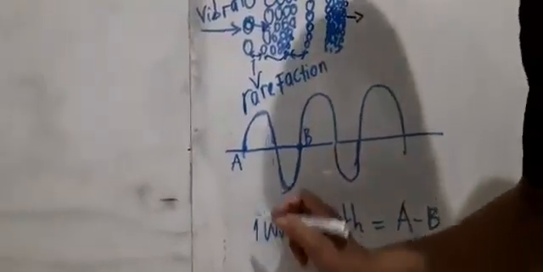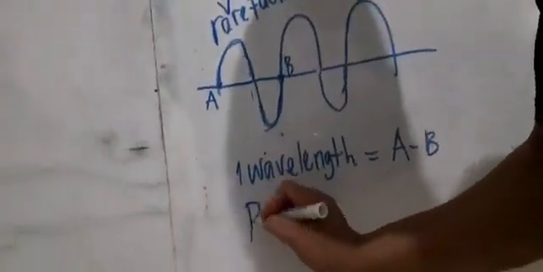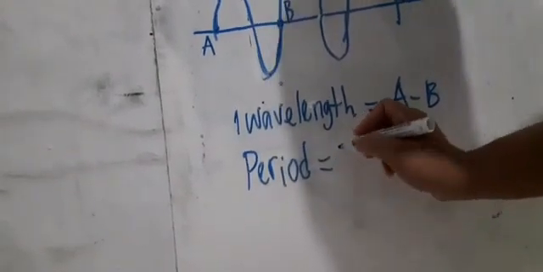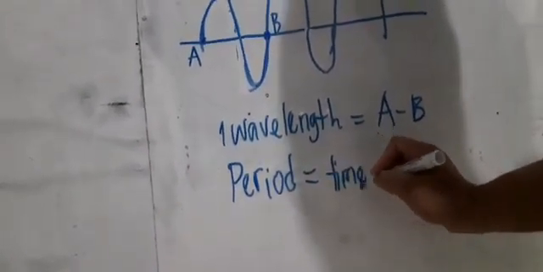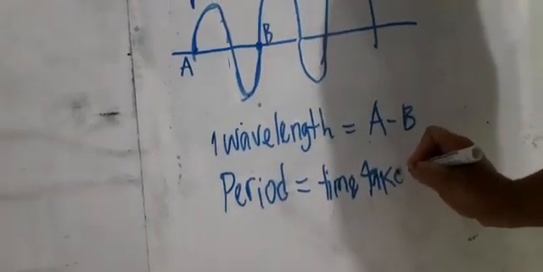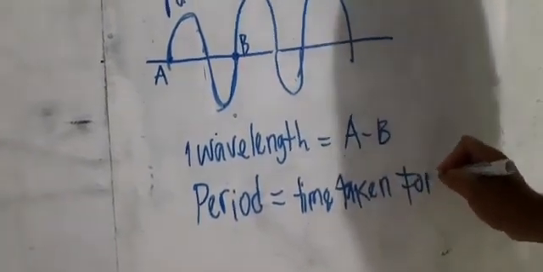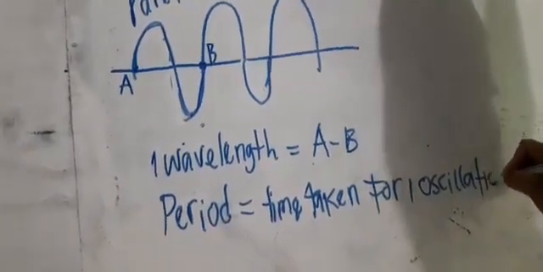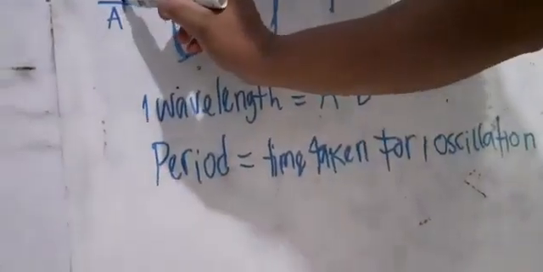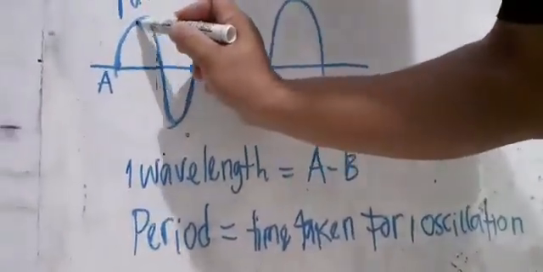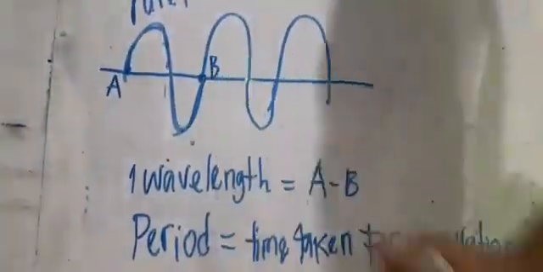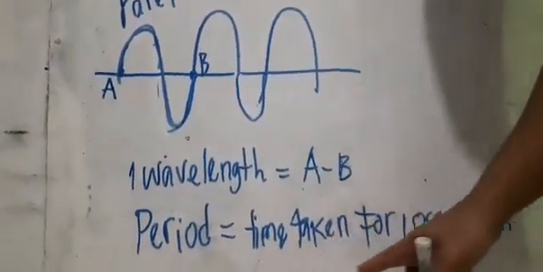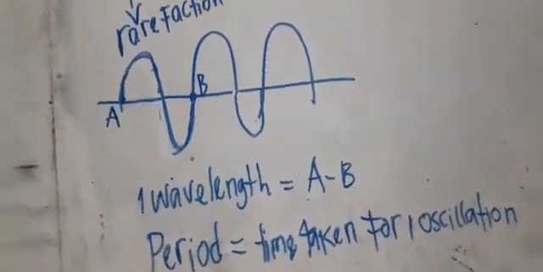So now what is period? The period is the time taken for one oscillation. So the time you need to travel from A to B is called one period. Okay, the period is the time taken for one oscillation.